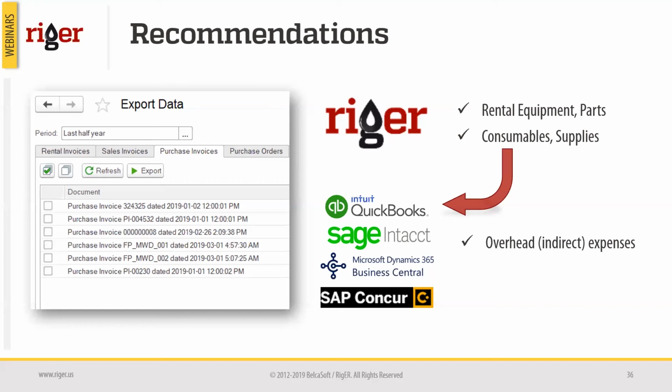So that's our recommendation. Use RigER for your operations, both for the consumables and the fixed assets such as equipment and parts. And for the accounting, use an accounting application, because that's the best bet for you to make sure that you're compliant with all the requirements on the financial and accounting side.